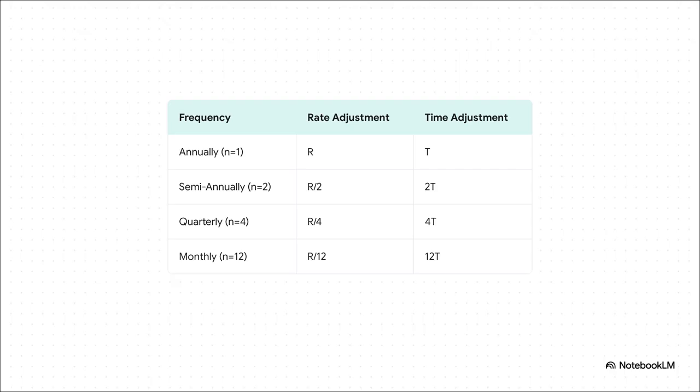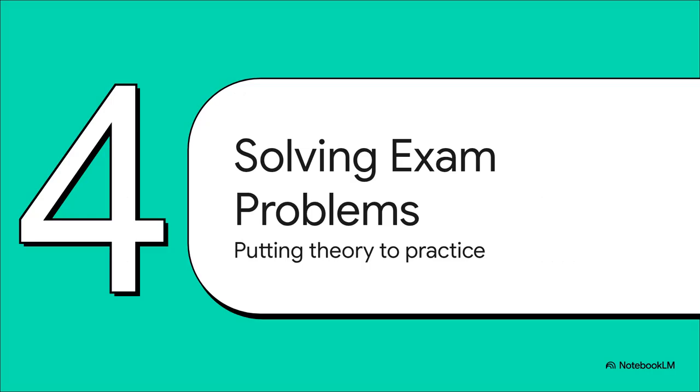So you'd multiply the rate by 8 over 12 and multiply the time by 12 over 8. It's all about making the rate and the time period match up. All right, enough with the theory. Let's get our hands dirty and see how this all works when we're facing some real exam-style questions.